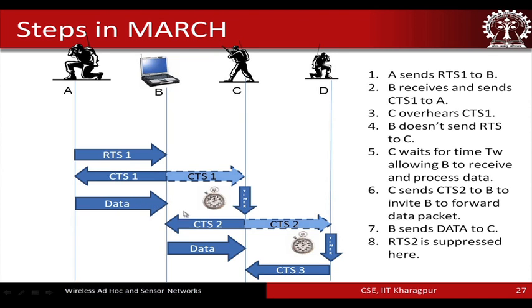As you can see over here, two different timers are used, and after that the corresponding CTSs are initiated. We had the CTS1 that was sent from B, which was overheard over here, and the CTS2 was again sent by this overhearing node, and a copy of it was received at D. After the transmission of the data, this CTS3 is initiated from this overhearing node D.